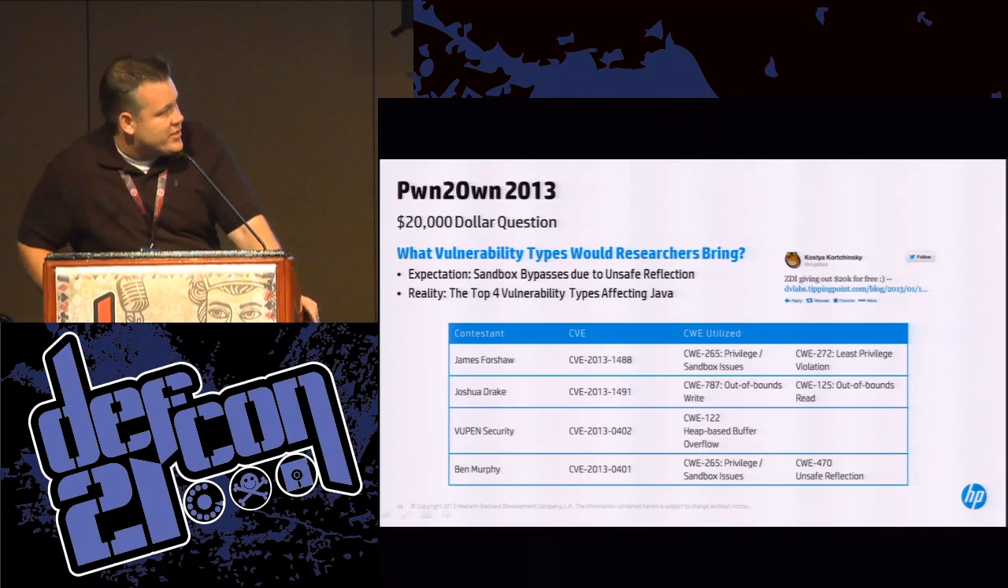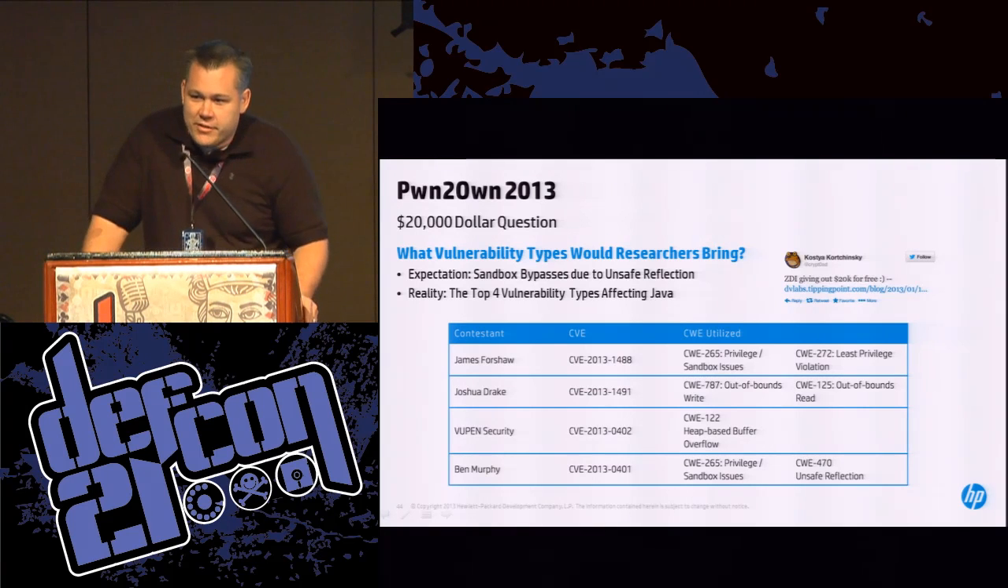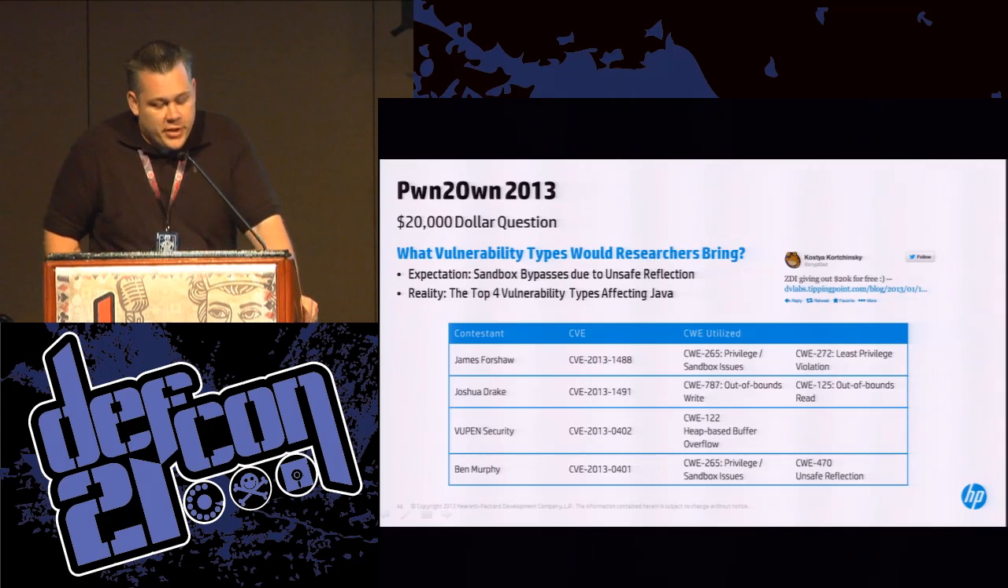And when we did that, some people thought we were making it too easy. And you can see Kosti's quote up there, ZDI is giving out $20,000 for free. Which at the time it felt like that because there was a lot of zero-day activity going on in Java. There was a lot of independent discovery going on. But we thought it was important to highlight the browser plugins.